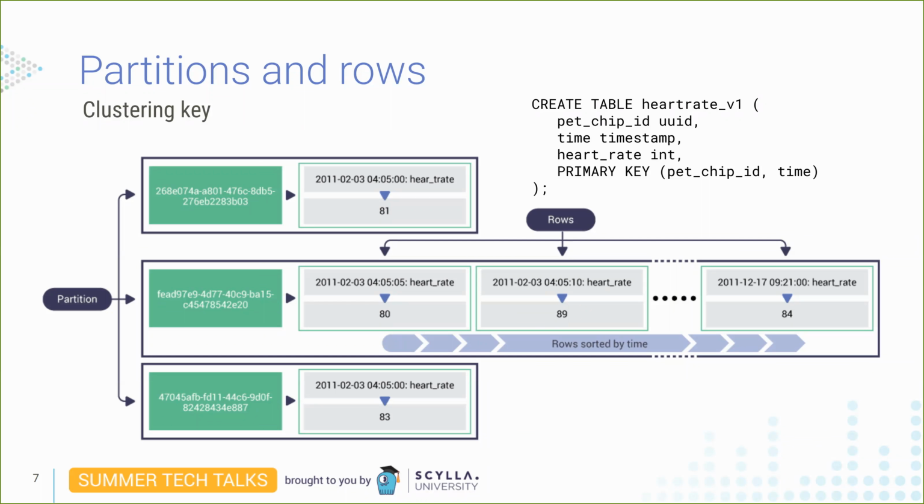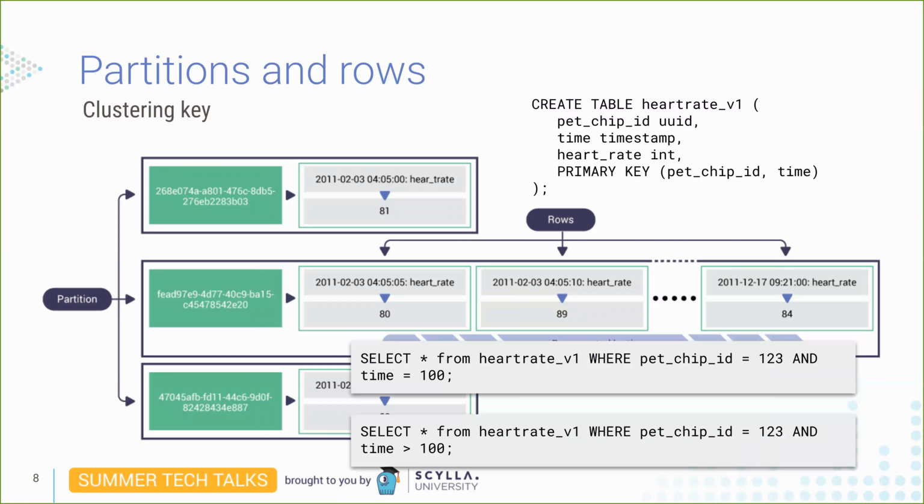Because the clustering key doesn't get hashed, the behavior is different. First, when we write a query, we may not include the clustering key. Second, we can, for example, run equalities and inequalities in the clustering keys. So these two queries would work in this case because for the clustering key time, we can set time equals to 100 or time is larger than 100.